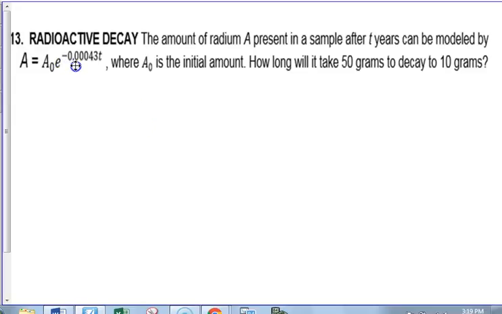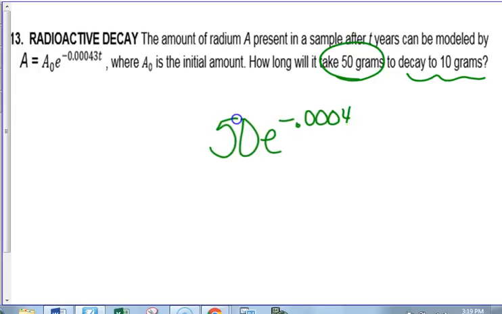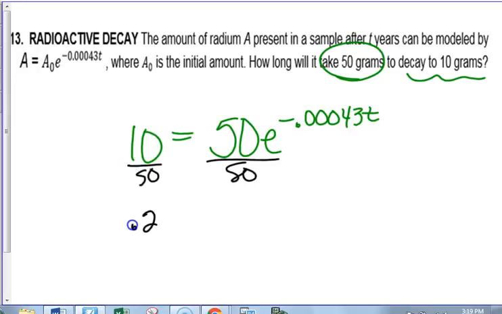Negative 0.00043 t. Initial amount was 50 grams, and it's decaying down to 10. So we're going to do 50 e to the negative 0.00043 t. We want to get down to 10. First step, yes, you could do this graphically, but again, finding a window will be a challenge. Divide by 50 is 0.2. Yeah, you can write 1/5.